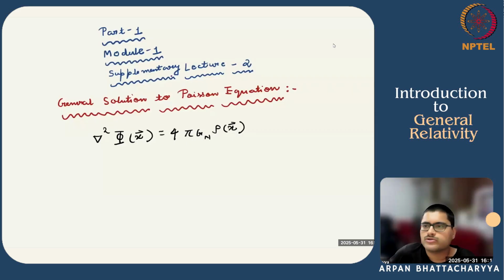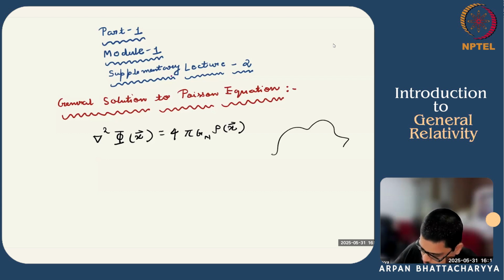So we will try to construct the general solution to the Poisson equation. This is one of the questions that we posed during our lecture. So this is the Poisson equation. We solve for the scalar potential at point x given a certain mass density rho. We will consider a bounded region.